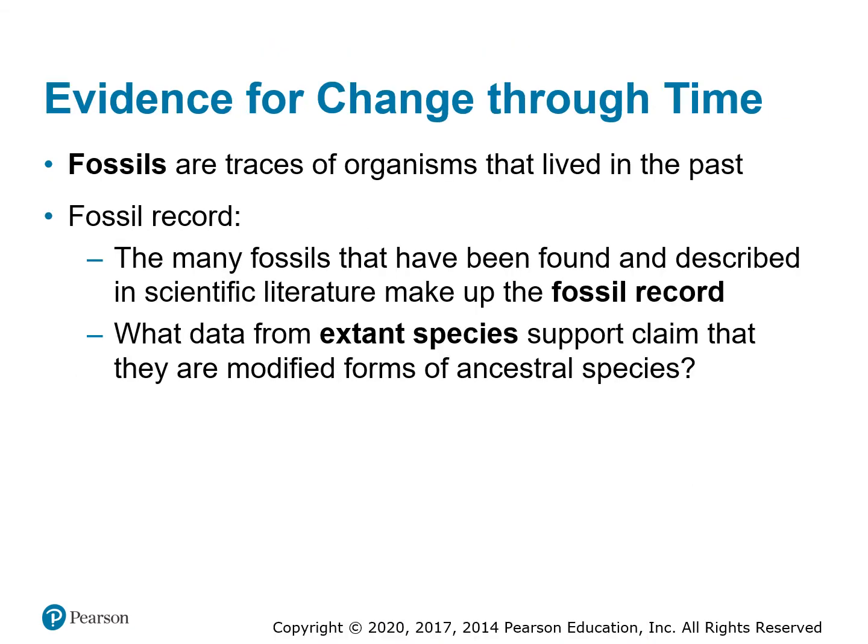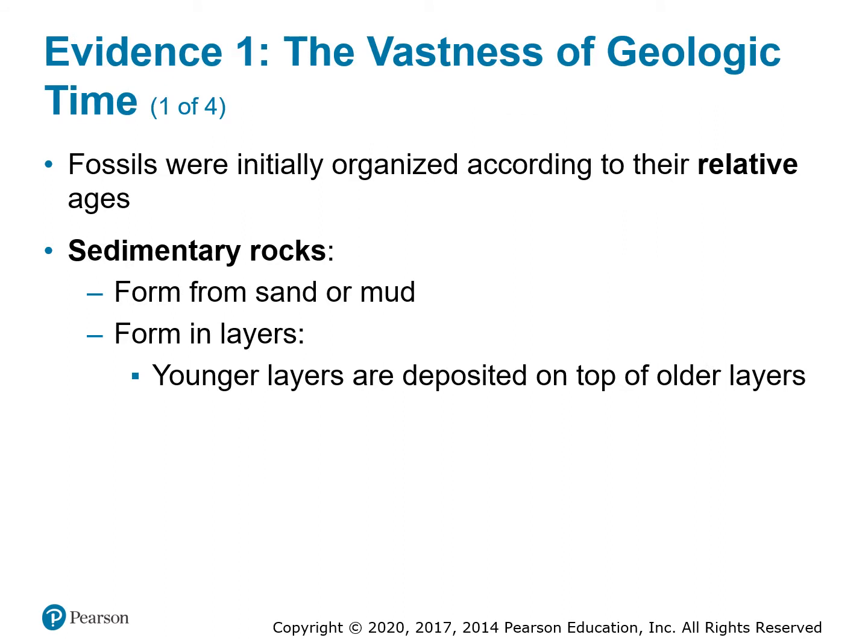So let's look at some of the evidences. Fossils are traces of organisms that at once lived on this planet. And together they make up what's known as a fossil record, which is basically a collection of organisms that we think existed a long time ago. We typically rate them first by relative ages, and this is by looking at the layers in which they're found. So young layers tend to be on top and older layers tend to be on the bottom.